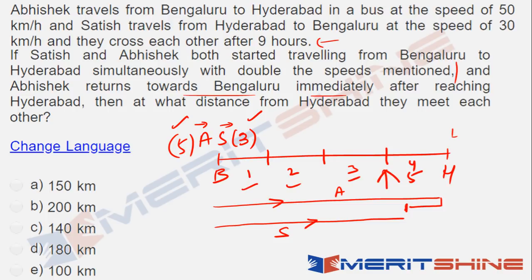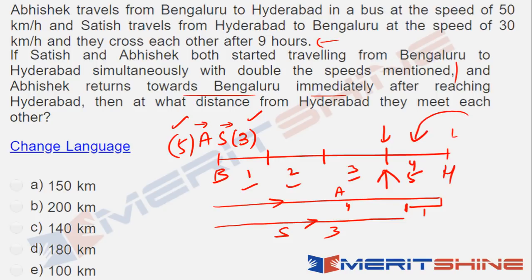This is their meeting point, and you can look at this. If you talk about Abhishek, this is 4 and this is 1, 5 units, and for Satish it's 3. So where would they meet? This is the exact point where they are going to meet. We are not dealing with any actual numbers, just proportions here.